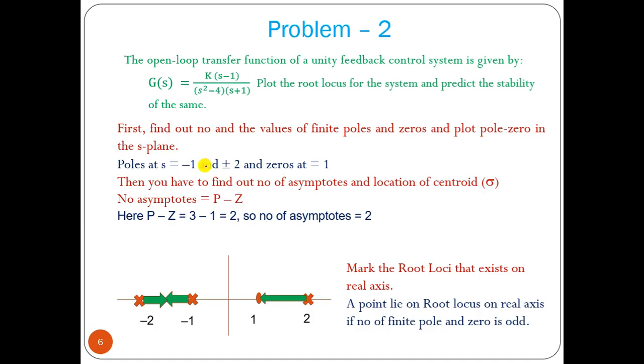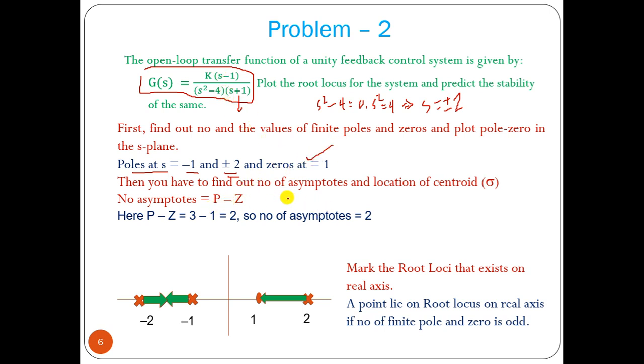Now let us solve another problem. This is the transfer function. From this we have to find out the poles and zeros. So we can see that poles are at minus 1 and plus minus 2. From this we get s square minus 4 equal to 0. If we put that, then s square equals 4, and from that we find s equals plus minus root of 4, which is 2. And the zero is at plus 1.